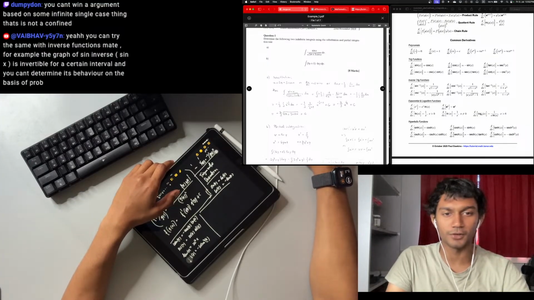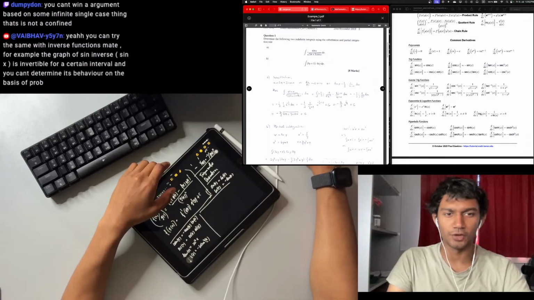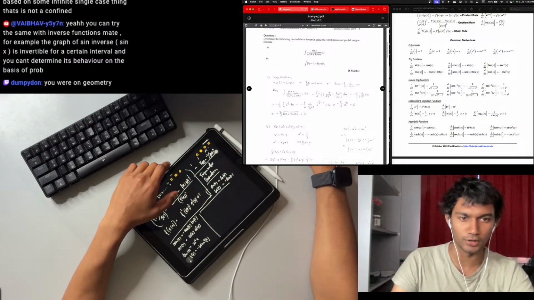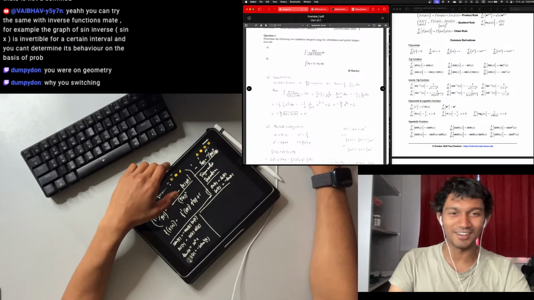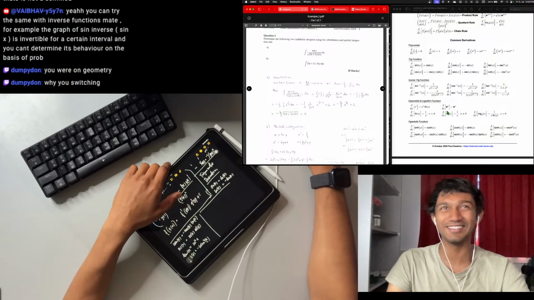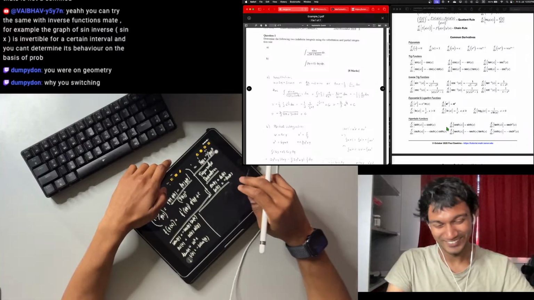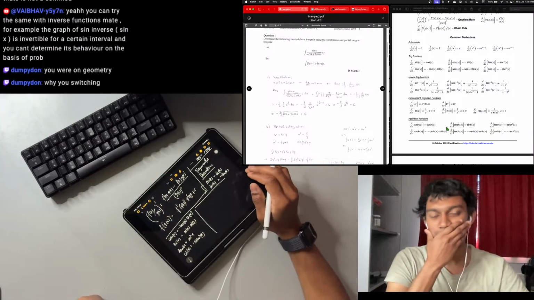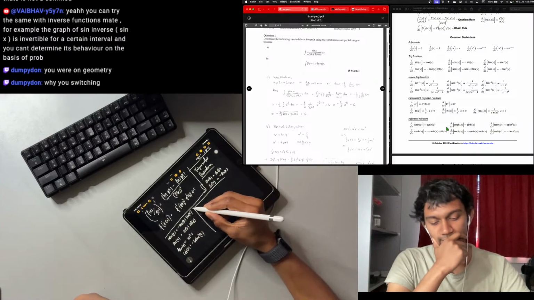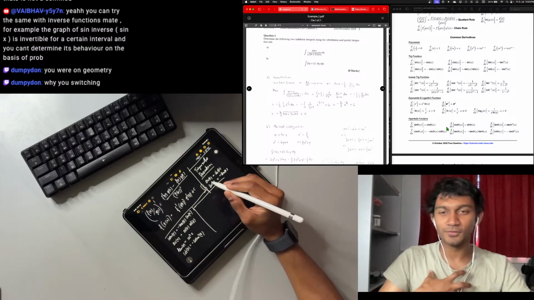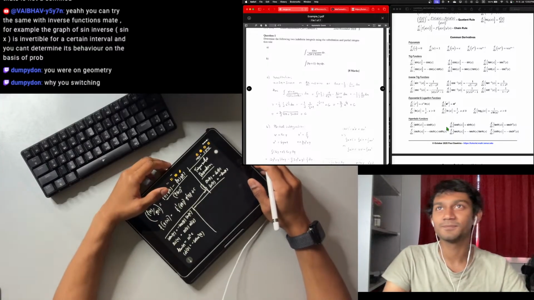You can try the same with inverse functions, mate. For example, graph of sine inverse is invertible for a certain interval, and you can determine its behavior on the basis of probability. Dumb Pion, you were on geometry. Why you switching? Oh, you scared, little buddy? I did not know math majors had this immense feeling in them to convince others they are wrong. Damn.